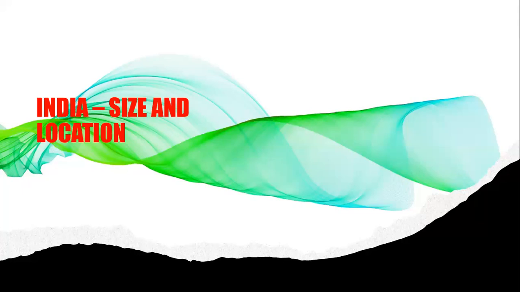Today we will do a quick recap of the first chapter, India, size and location. The Indian subcontinent includes 5 countries. These countries are Nepal, Pakistan, India, Bhutan and Bangladesh. Out of this, India occupies the bulk of the landmass and it shares its boundaries with all the 4 countries.